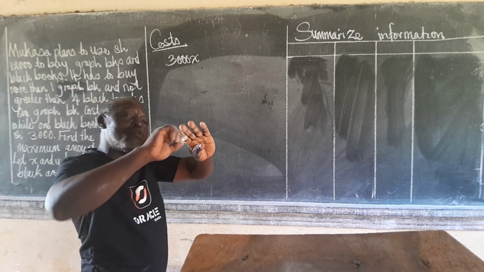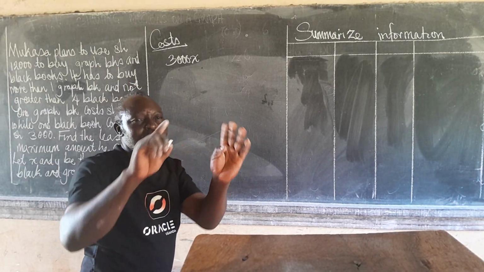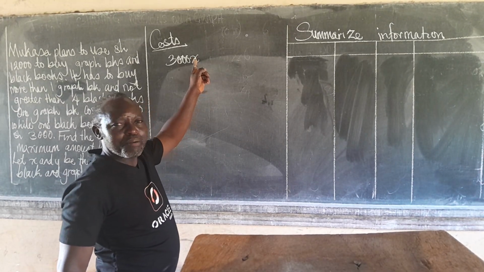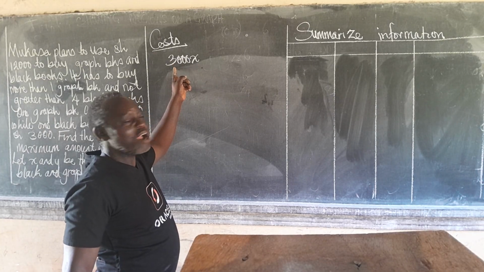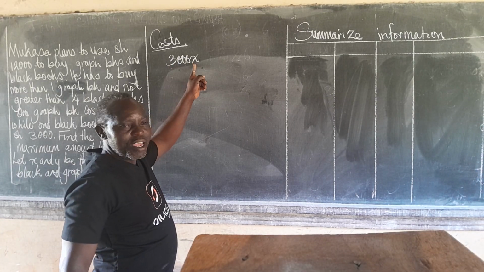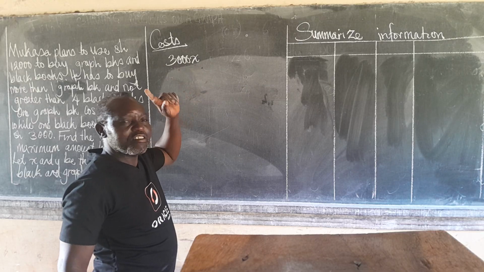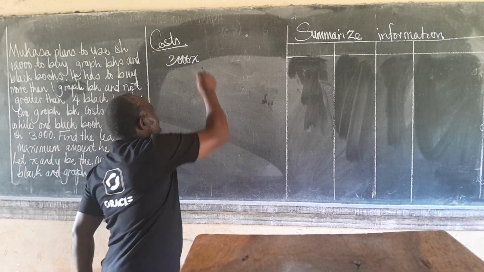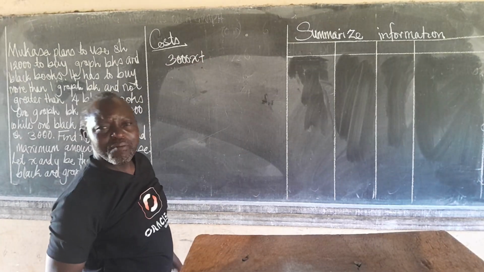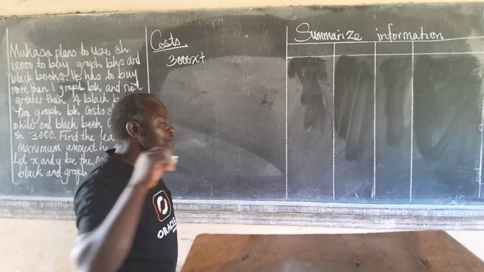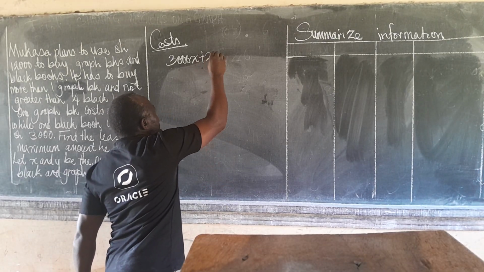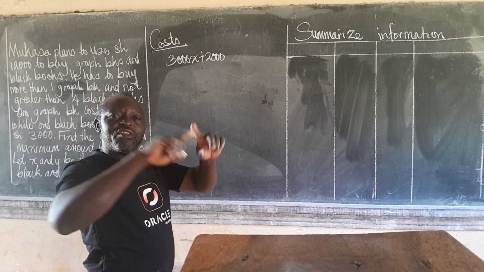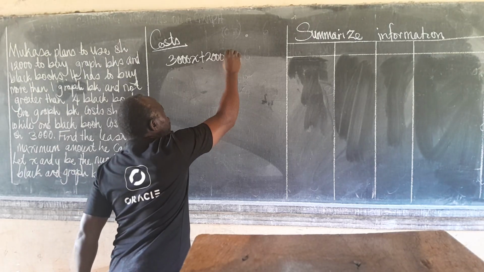Therefore, the amount to spend on all the black books is the number of black books times the cost per black book. The number of black books is X, the cost per black book is 3,000, so we get 3,000X. But is that the very person who is also going to buy the graph books? Therefore, plus. Now, what's the cost per graph book? It is 2,000. Then 2,000 times the number of graph books, that's Y.